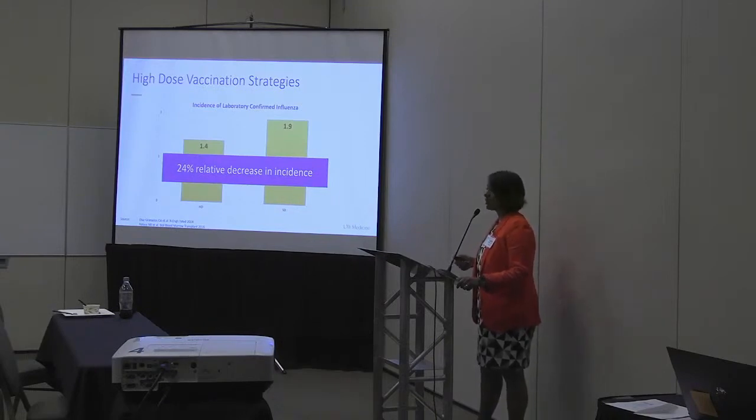So some strategies for patients who may not mount a good immune response, whether that's due to aging and senescent immune responses or being immunosuppressed, is to do a high-dose vaccine strategy. Just give them more antigen, then they'll make a better response.